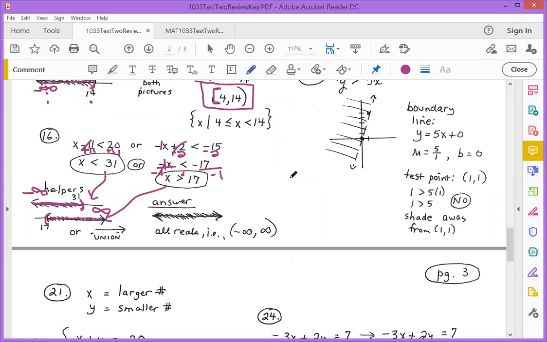So what is the section that represents x terms that are less than 31 or x terms that are greater than 17? It could be any real number, because that encompasses the whole number line. Numbers that are smaller than 31, so starting at 31 and smaller, and numbers that are bigger than 17, so from 17 on. The 17 is up here in this graph. So that represents every real number. So any real number would be a part of this solution set for 16.